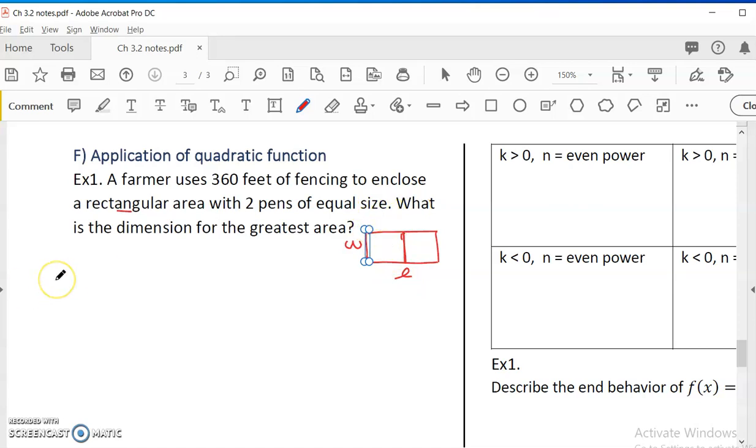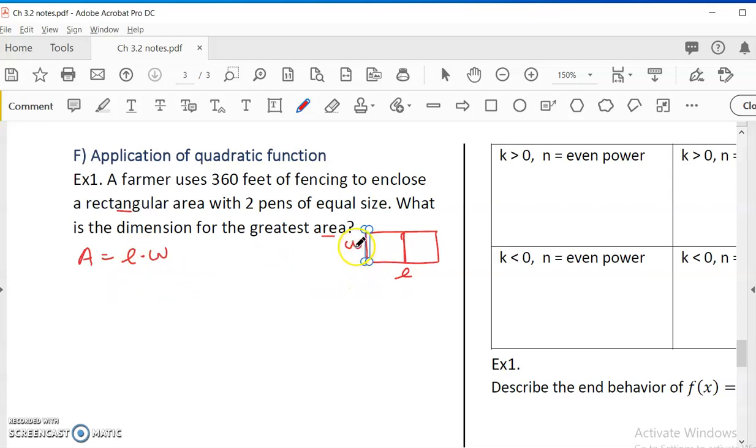So what is the dimension of the greatest area? To find the greatest area, we want to find the area function first. So area is length times width, right? Length multiplied by width. But this is 2 variables, it is not a quadratic. So how do I change it so that it's 1 variable?